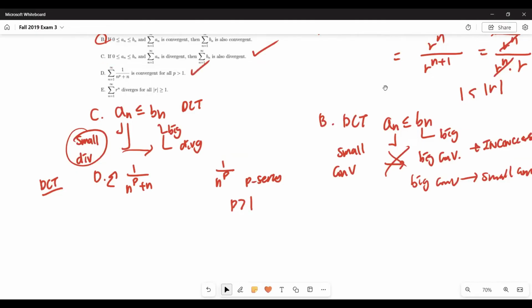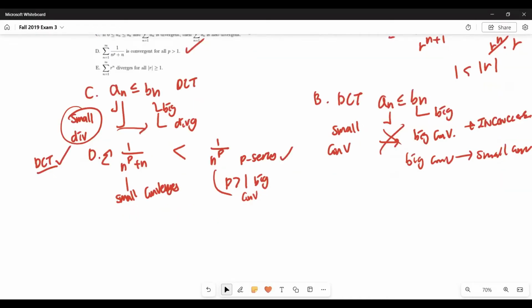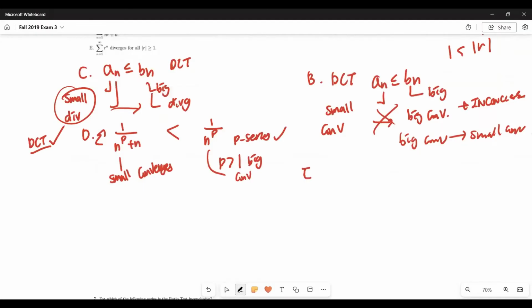Because if p is greater than 1, then this one will be convergent, and this one is actually bigger. So the bigger one converges, and the smaller one, then you can say, converges. So this actually meets the direct comparison test and p-series test. So D is right. And let's look at E.